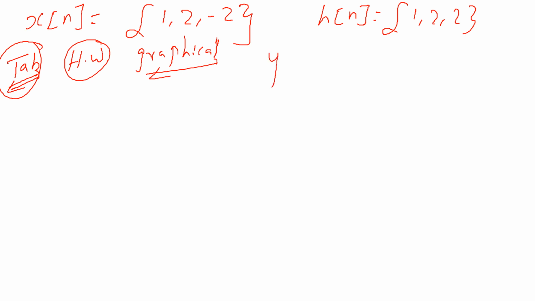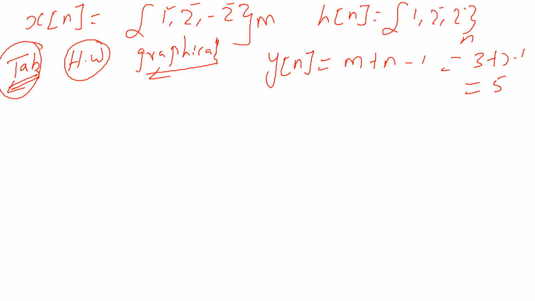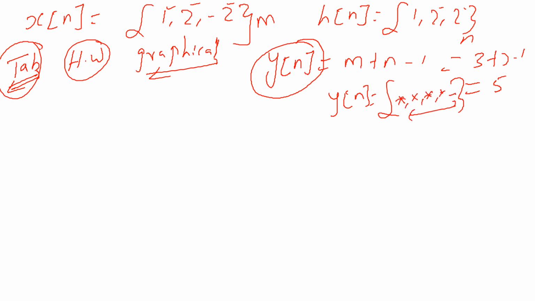Even before that, how many samples do I have to calculate? Just as in the previous method, how many samples are there here? 1, 2, 3. Here also 1, 2, 3. So it is m plus n minus 1. This is m and this is n. So how many samples? 3 plus 3 minus 1 is 5. So that means totally 5 samples will be there in y of n. So y of n will have 5 points. I have already explained that.